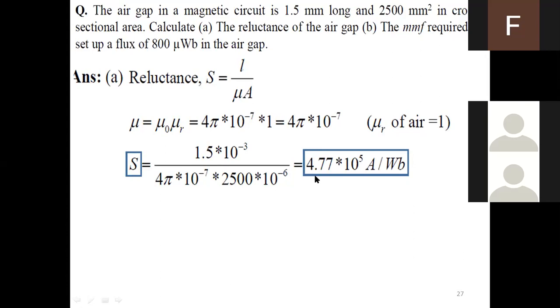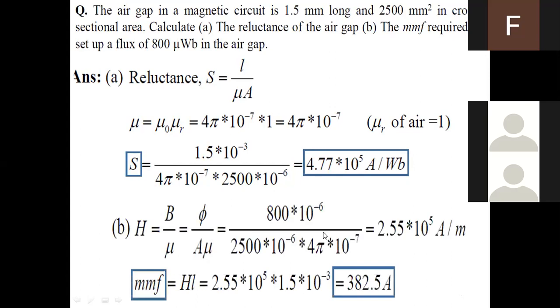It will come. If you do not get the answer, then you can take this one. If you did not get the answer, then you calculate H.